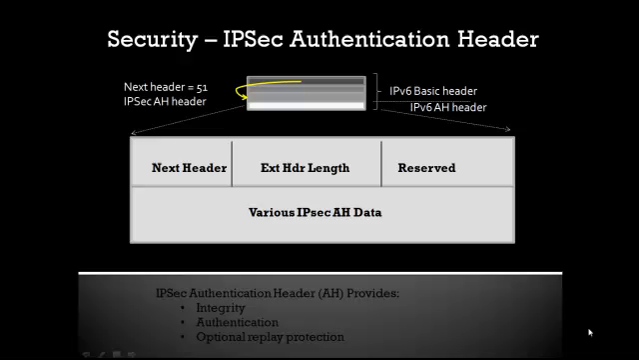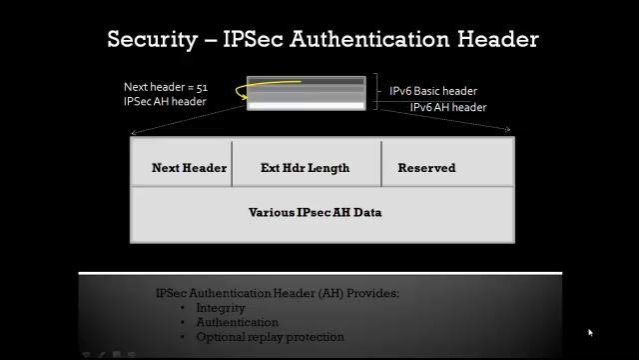Authentication header provides integrity and authentication of the source. It also provides optional protection against replays. It protects the integrity of most of the IP header fields, but not all because some change over the path. It authenticates the source through a signature-based algorithm.